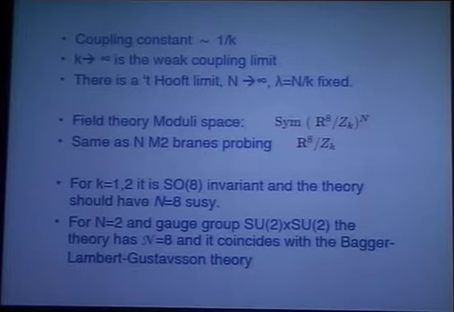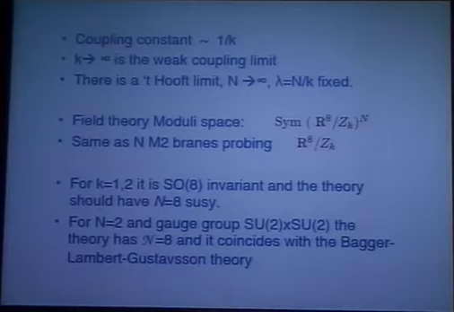For N equal to 2, so in the case that we have rank 2 and we change the group from U(2) to SU(2), so we consider a slight variation of the theory, which is SU(2) cross SU(2) theory, then you can explicitly see that the theory has N equal 8 supersymmetry for any value of k. So even at weak coupling, the theory will have N equal 8 supersymmetry, and of course it's the Bagger-Lambert-Gustavsson theory that was constructed before our work.